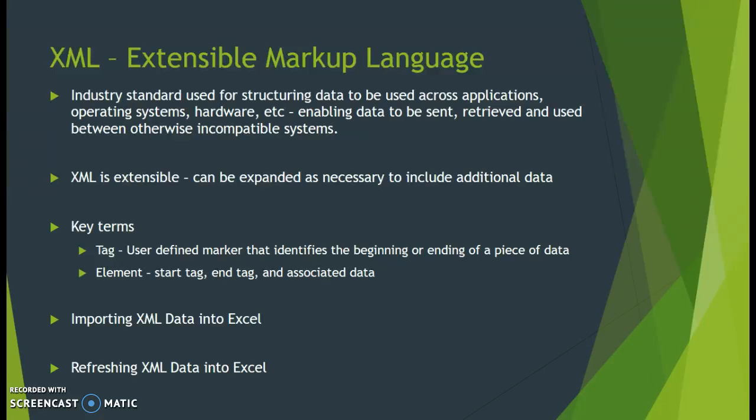And then you have the element, which includes the start tag, the end tag, and then your important data that you're going to be manipulating or loading or doing whatever with. So the entire encompassing element is an entire piece of XML that includes your tags as well as the important data in between. We're going to look at how to import XML data into Excel, and we're going to look at how to do some refreshing of data.